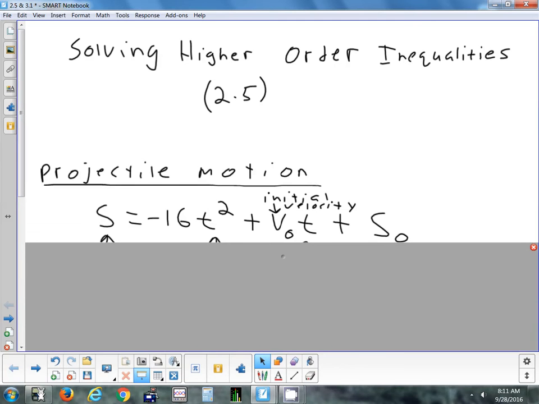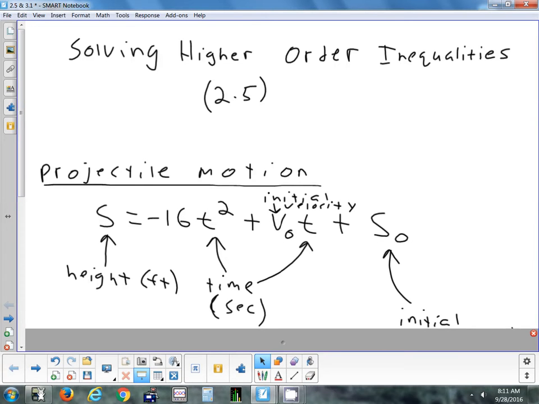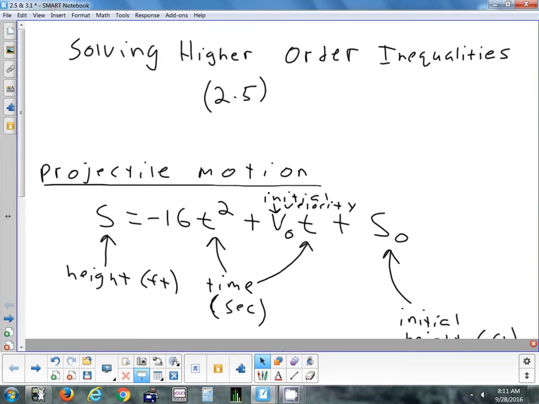All right, so one of the equations we looked at earlier in chapter 2 had to do with projectile motion. So if you already have this, you don't need to write it again. It's the same equation: negative 16t squared plus v sub 0 t plus s sub 0. And what this does for you is it tells you the height of your object as a function of time. This formula assumes that you're using feet for your distance and seconds for your time. So we'll always stick with those units in this class, feet and seconds.